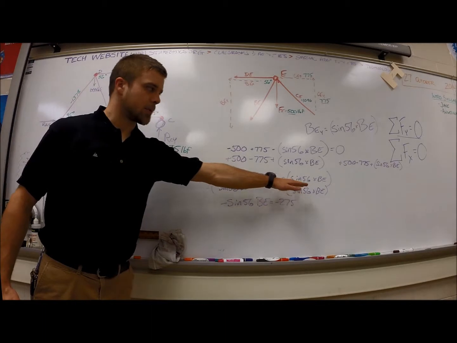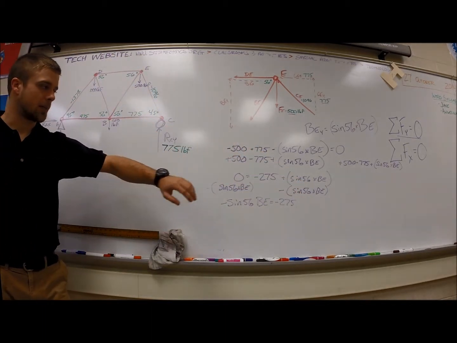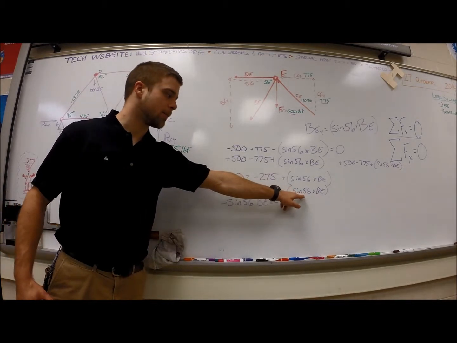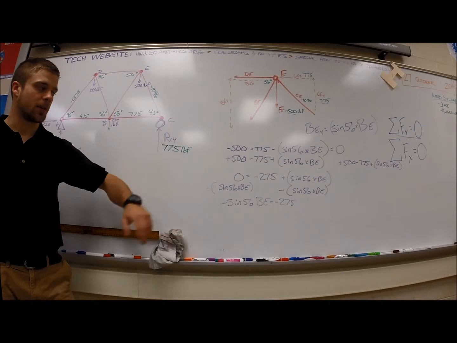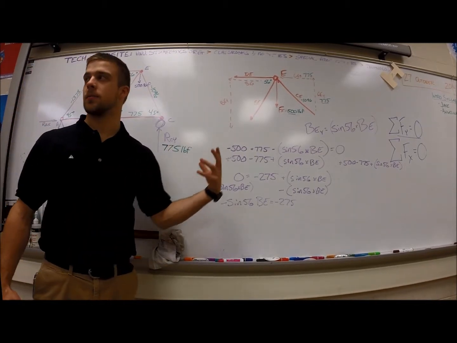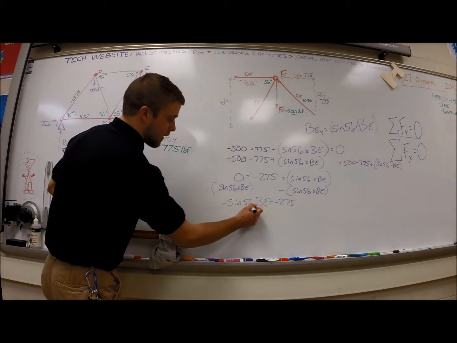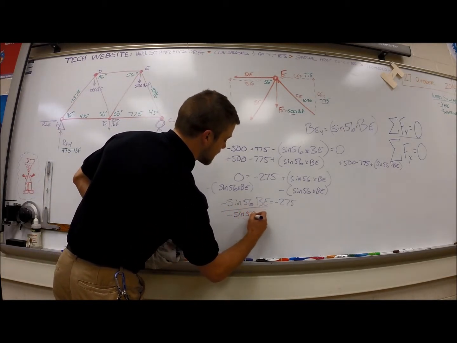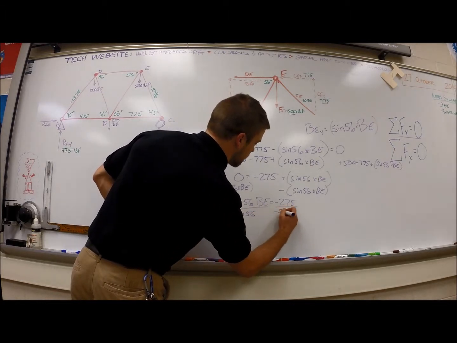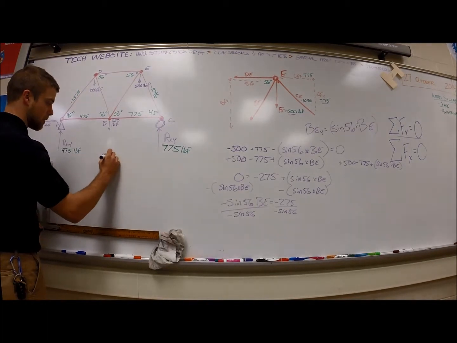So I just subtracted this from both sides. I never even really had to move this over in the first place, so I just did a redundant step. But I put the negative sine of 56 times BE back over to this side, so that's set equal to the negative 275. Now if I divide both sides by that negative sine of 56, then my expression looks like this.